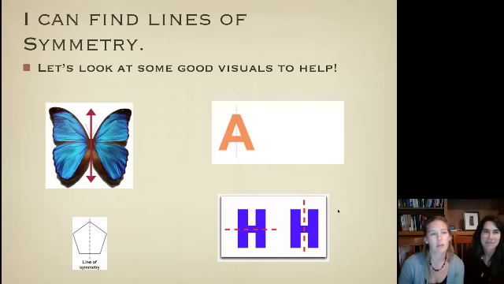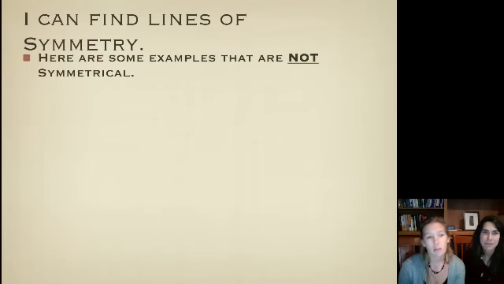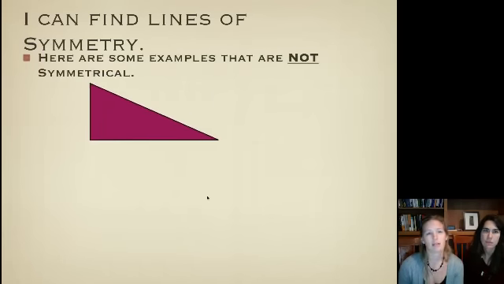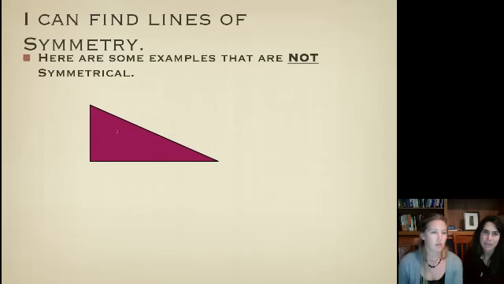So those are some examples of what symmetry is. Here are some examples of what is not symmetry. We have this big triangle. There is nowhere that I could place a line of symmetry where I could fold it and it would land on top of itself. So here's just an example of one, but that is definitely not. If I were to fold on here, this point would come way down here. So that does not stack on top of itself.